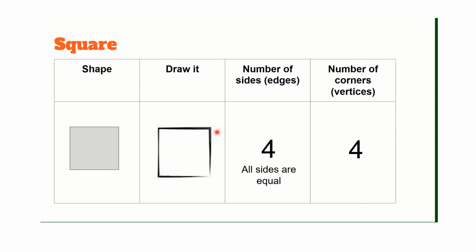And just like the rectangle, these corners, they are square corners. Every corner is a square corner. So that means it looks like the shape of a square when you connect it. So the square has 4 equal sides and it has 4 corners. And remember, these corners are called square corners. Let's take a look at our next shape.